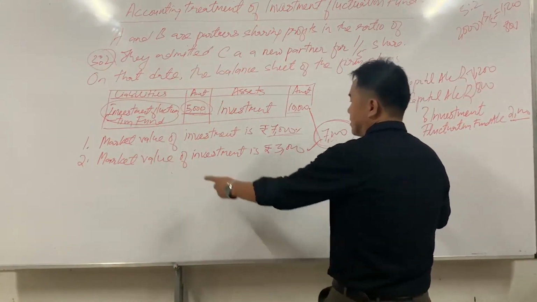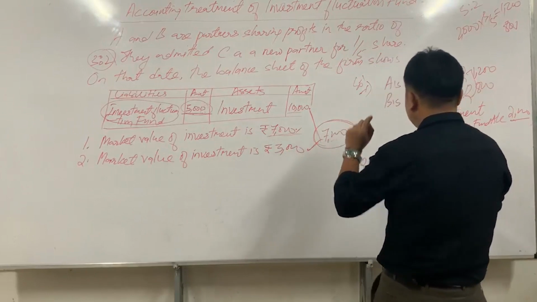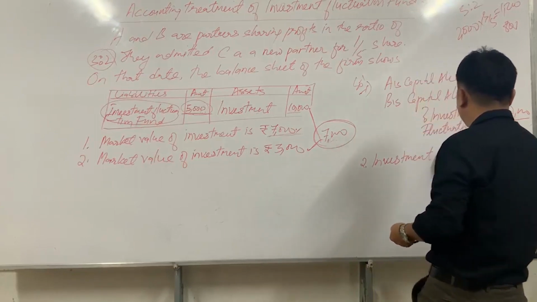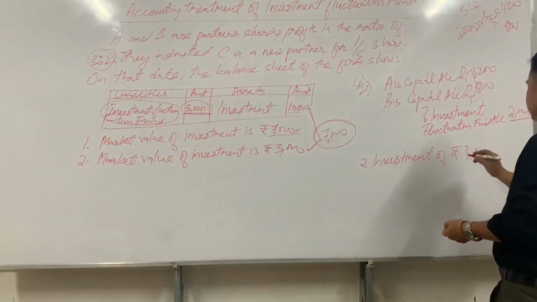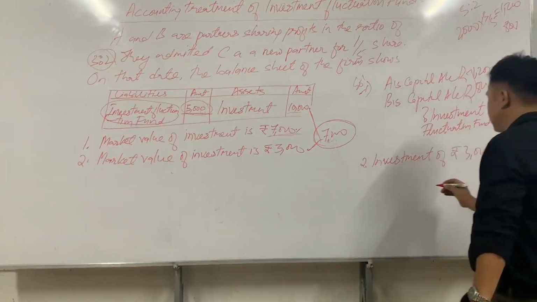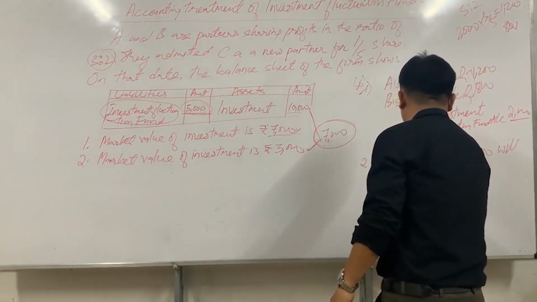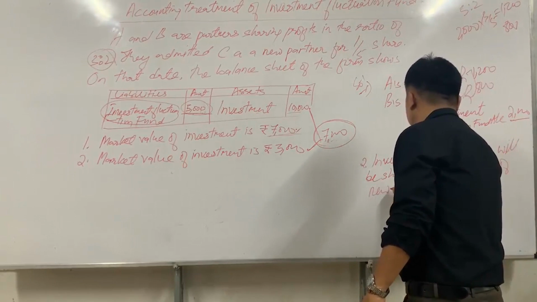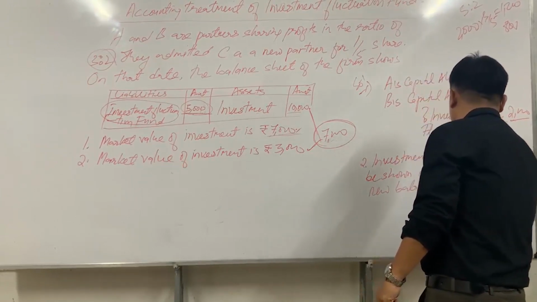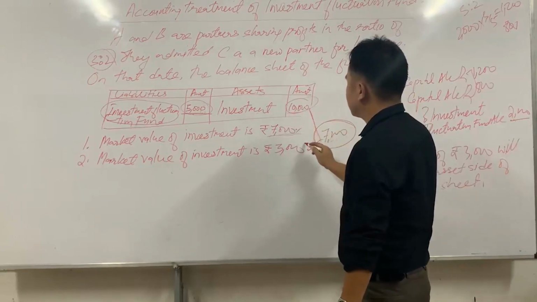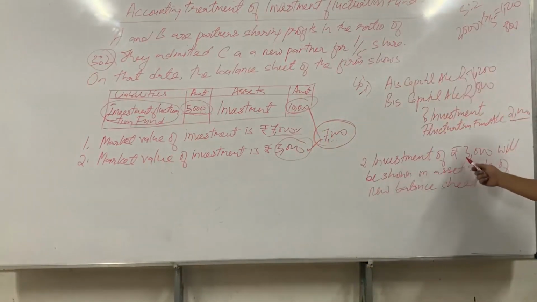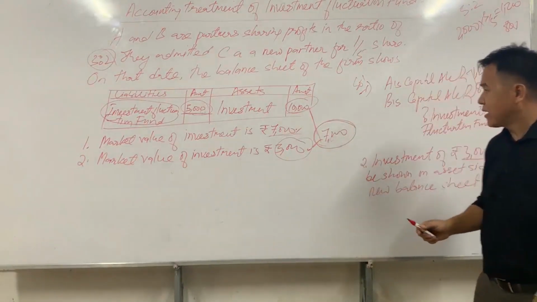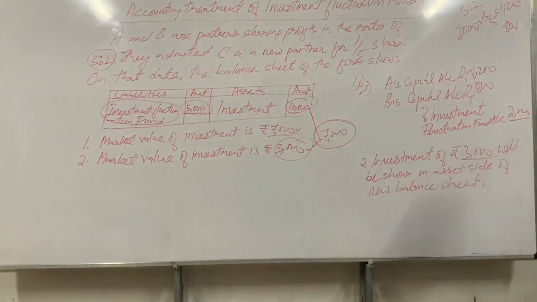Again, since the current value of investment in the market is 3,000, in the new balance sheet we have to write investment of rupees 3,000. That will be shown on the asset side of the new balance sheet. So we can't write 10,000 since current value is 3,000. So in the new balance sheet, the investment value will be 3,000, not 10,000. Okay. Now we are going to do the third case.